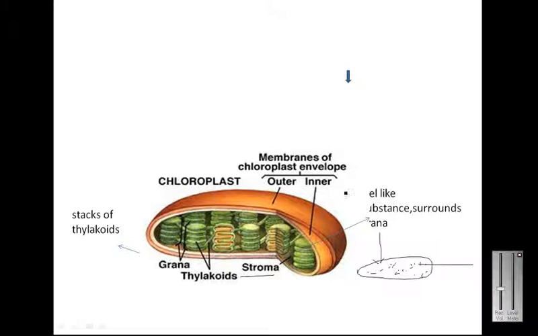This is stroma. It is a gel-like substance which surrounds grana. Okay, so it is a fluid-like substance and it is surrounding grana. What is grana? These are the stacks of thylakoids. These thylakoids, they are membranous sacs. So these thylakoids are flattened membrane bounded sacs. They are grouped together to form grana. There can be 40 to 60 grana in one chloroplast.